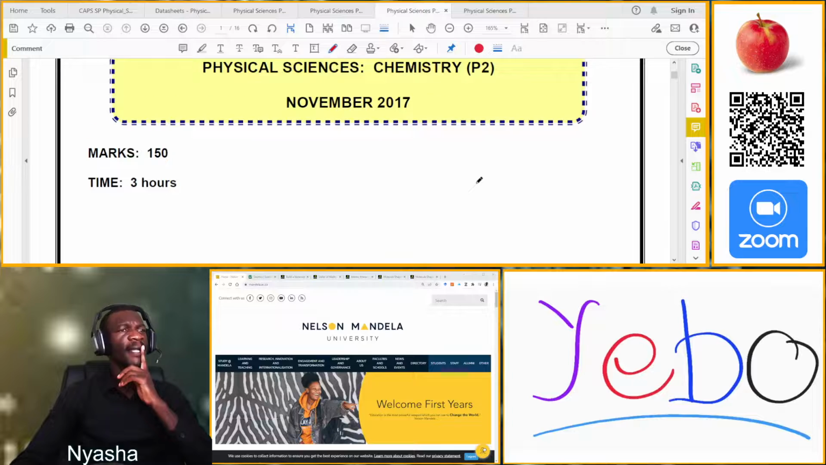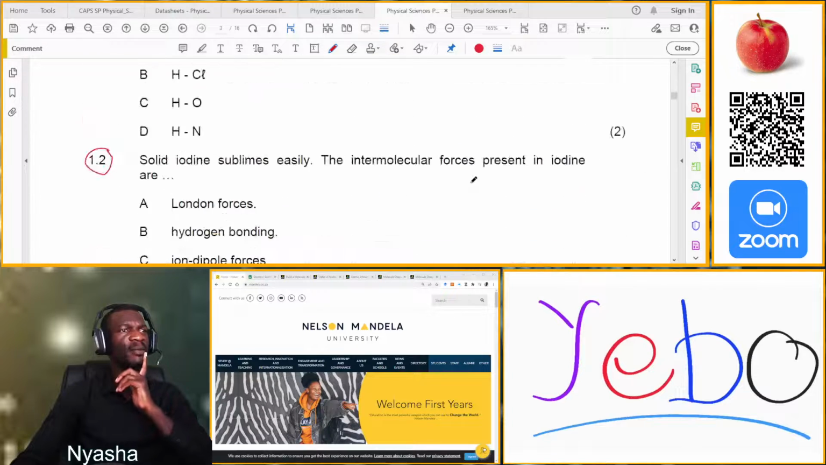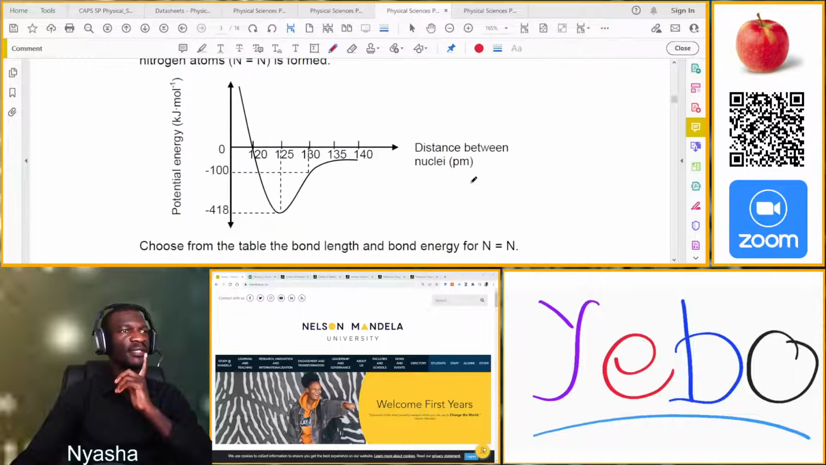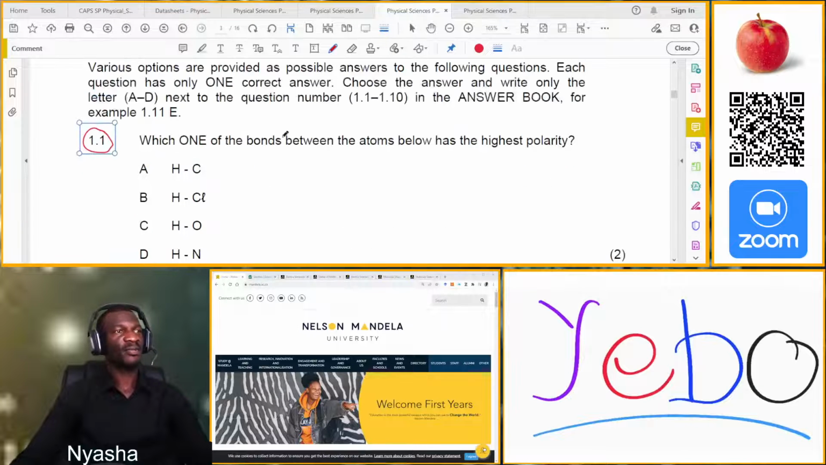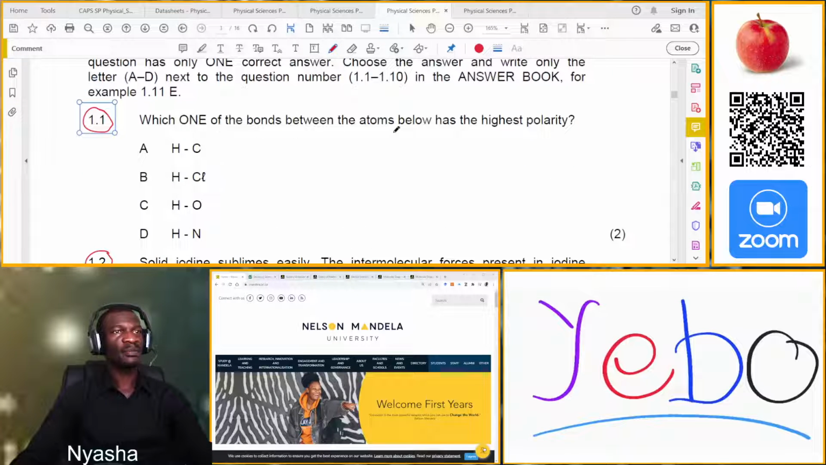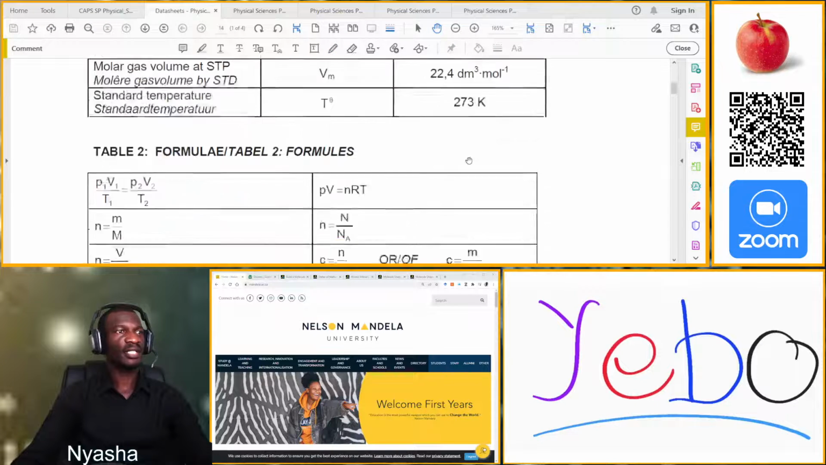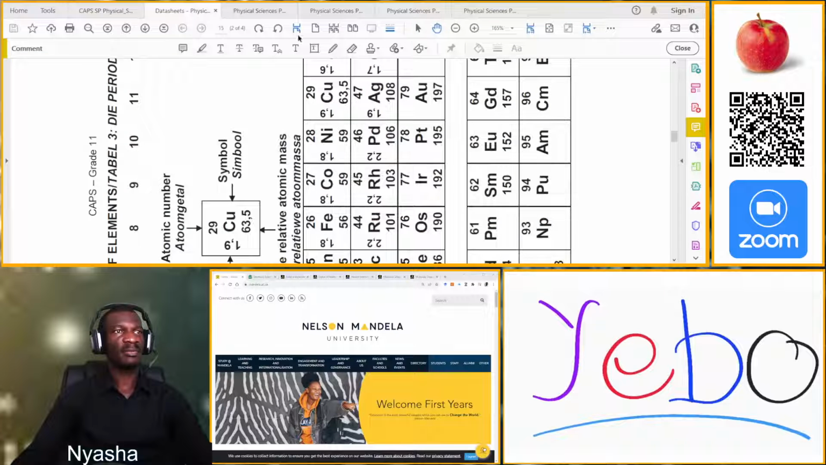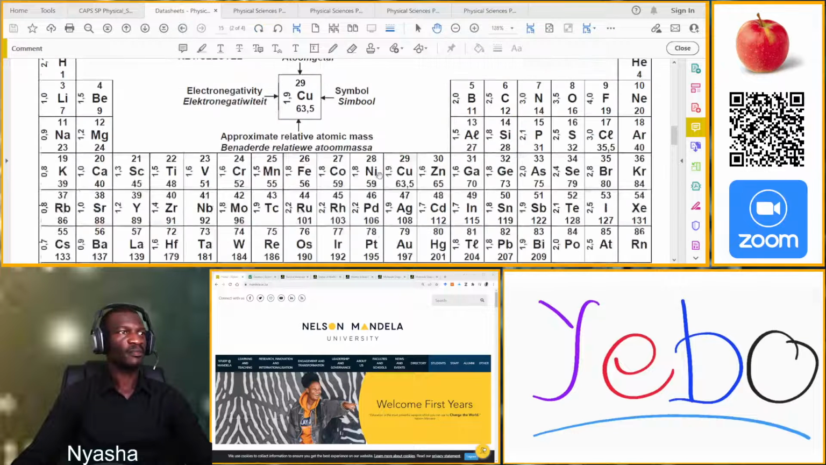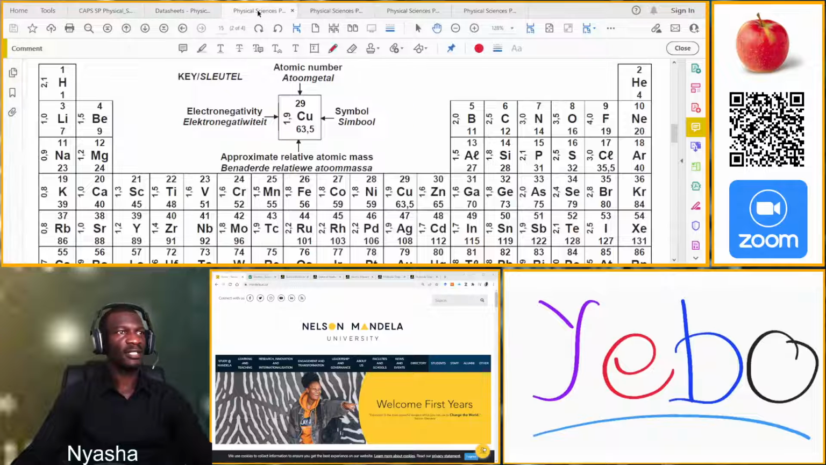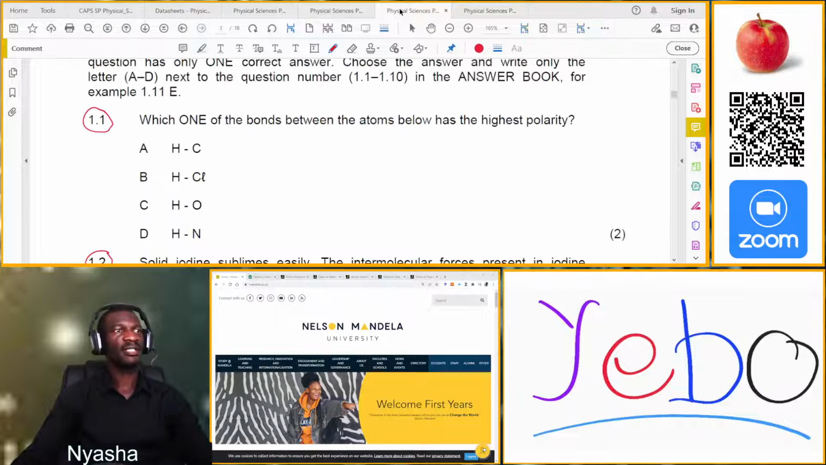So I think it may have been the 2017 paper. We actually answered some of these questions. Yes, there we go. So we answered the first question, which had to do with the bond with the highest polarity. And we said we look at polarity in terms of the difference between the electronegativities. And we said you can even use this data sheet and just scroll down to the periodic table. Look at the electronegativities.